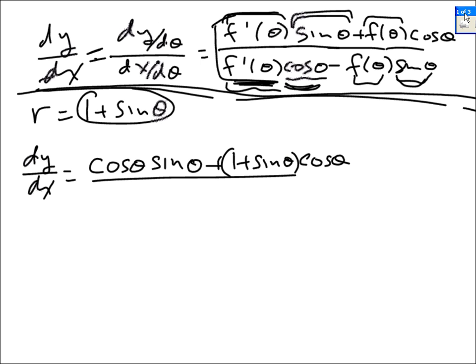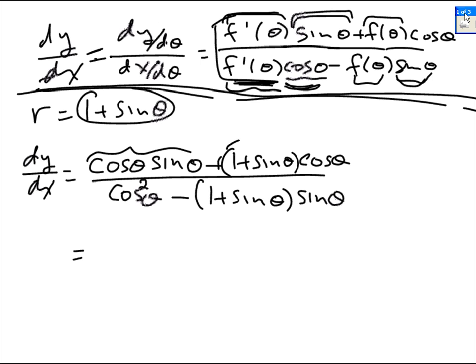And all of this gets divided by the derivative of theta of r, which is cosine of theta times another cosine theta, cosine squared theta, minus f for theta times sine of theta. Okay, let's clean this up. The first thing I see is that between here and here, they both have a factor of cosine theta. So I factor it out, and I'm left with sine theta plus 1 plus sine theta, 1 plus 2 sine theta.